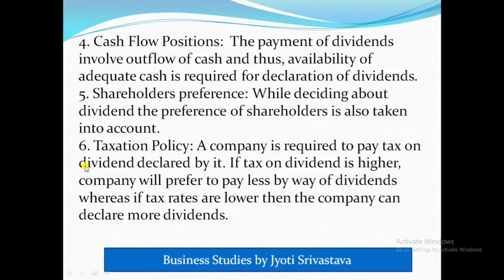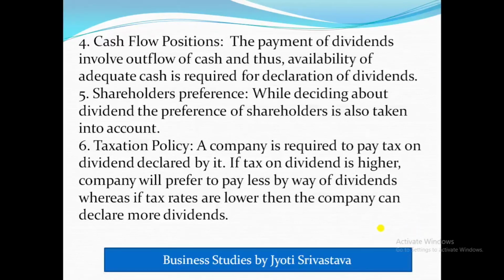while deciding about the dividend. Then taxation policy: a company is required to pay tax on dividend declared by it. If tax on dividend is higher, the company will prefer to pay less by way of dividend. Whereas if tax rates are lower, then the company can declare more dividend. So student, as I told you while starting dividend decision, whatever profit the company earned, it first pays the interest, then the taxes, then whatever is left over, the fixed percentage is given to the preference shareholder, and lastly whatever is left over is distributed to the shareholder. Clear? Before distributing it to the shareholder, the company has already paid tax on that. So now the income for the shareholder is non-taxable.